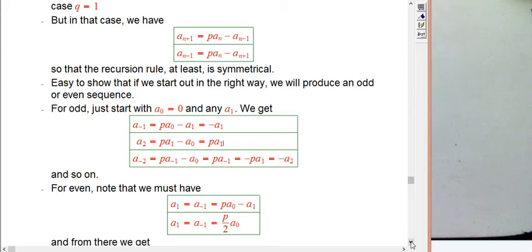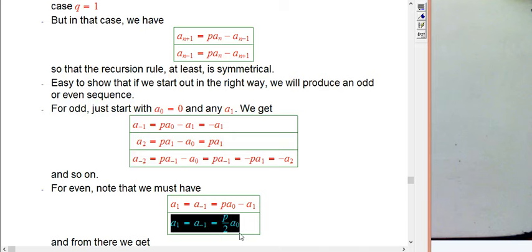Okay, for even it's a little bit trickier. Even, there's actually a bit of a restriction here. We know that A1 and A minus 1 have to be the same, and of course A1 is P A naught minus A1. Okay, but we also know, let's see, just move the A1 over here. So that means that 2 A1 is P A naught. Or in other words, A1 is P over 2 times A naught.